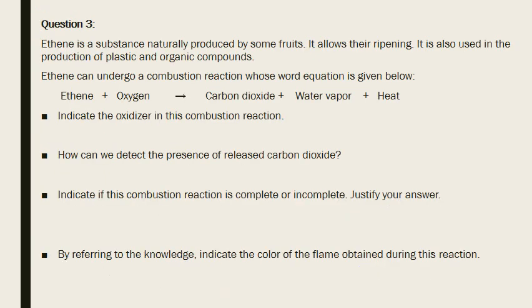Question 3 says, ethene is a substance that is naturally produced by some fruits. It allows their ripening. It's also used in the production of plastics and organic compounds. Ethene can undergo a combustion reaction whose word equation is given below: ethene plus oxygen gives us carbon dioxide plus water vapor plus heat. Indicate the oxidizer in this combustion reaction. So the oxidizer in combustion reactions is often oxygen.